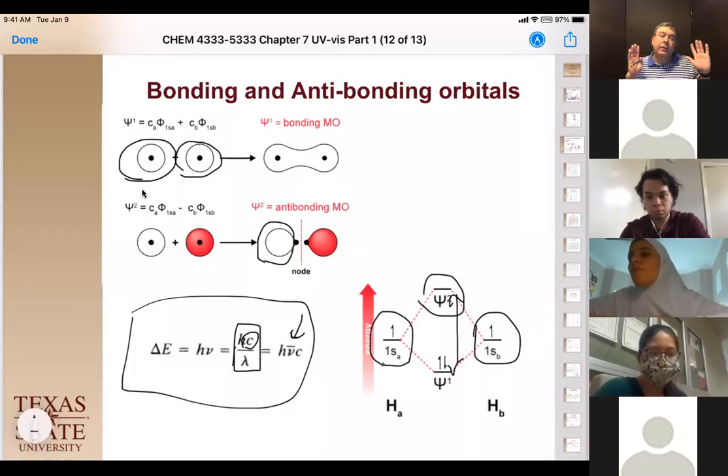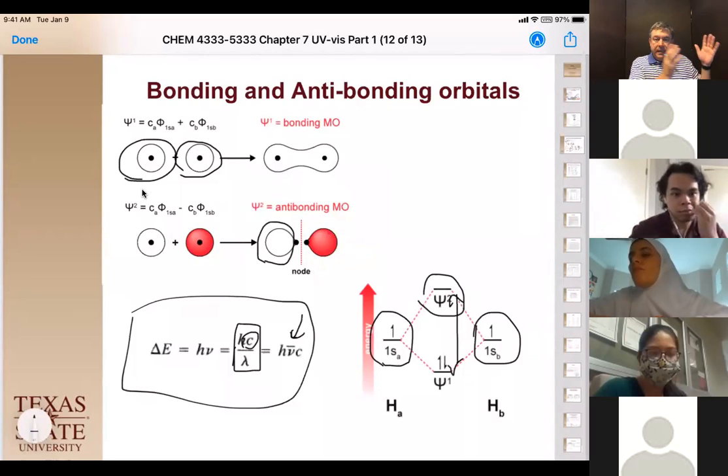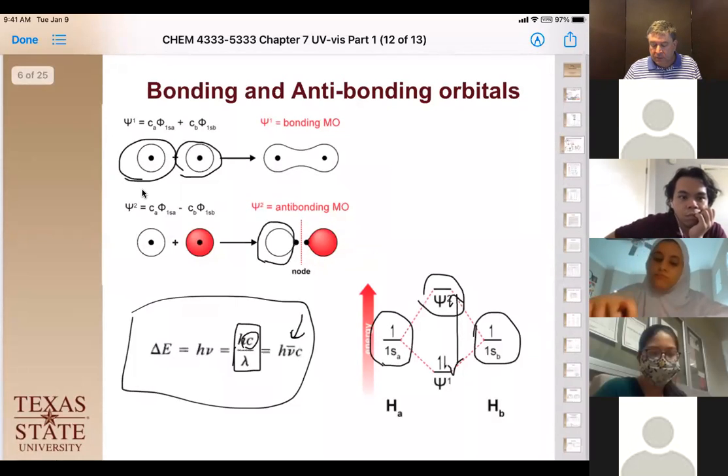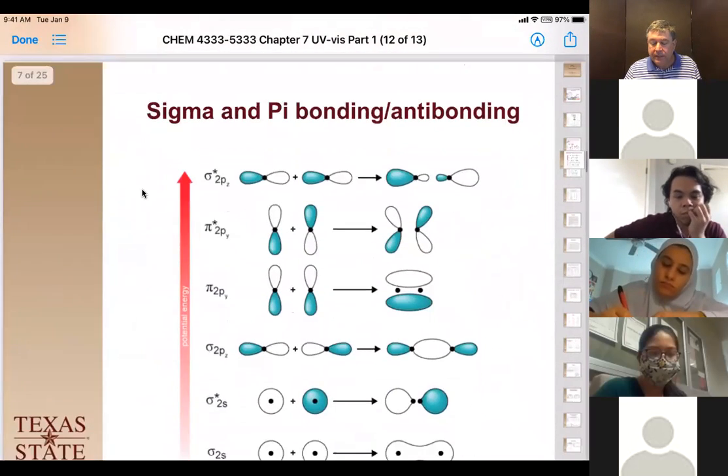UV, ultraviolet and visible light, is the appropriate energy to be absorbed by these electrons in these orbitals and be excited into that anti-bonding orbital. Okay. In IR, it was a lower energy and only caused vibration. This is an electronic effect. It actually moves an electron to a higher excited state.